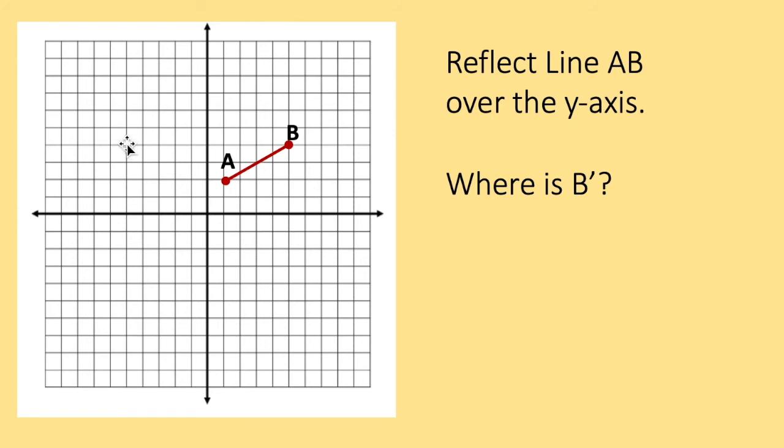And then the height of B, or its position along the y-axis, won't change because it's being reflected across the y-axis. So B prime would be at negative 5, 1, 2, 3, 4. B prime would be at negative 5, 4.